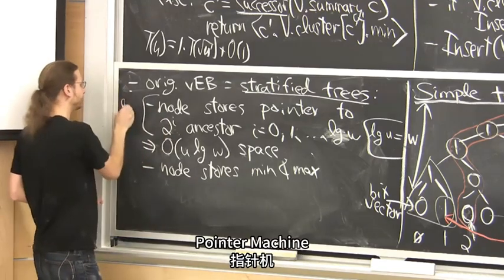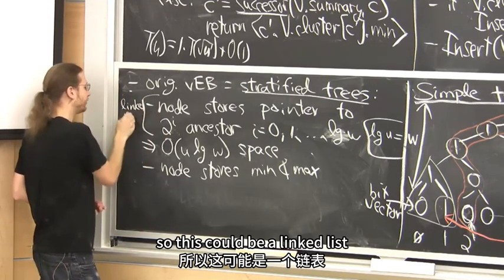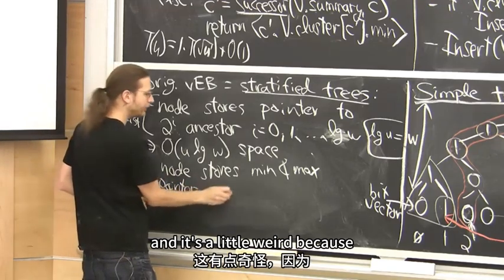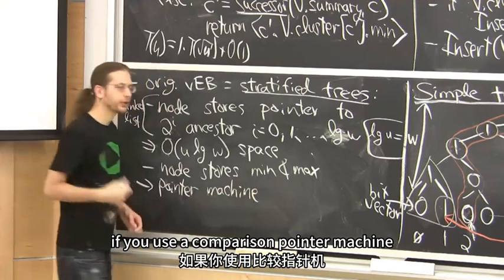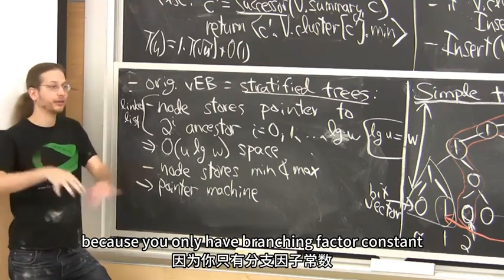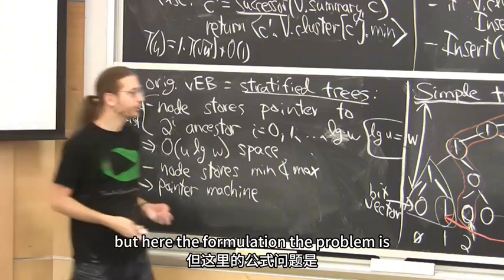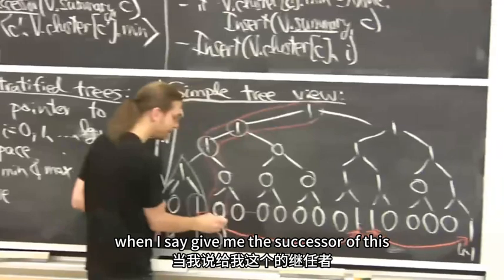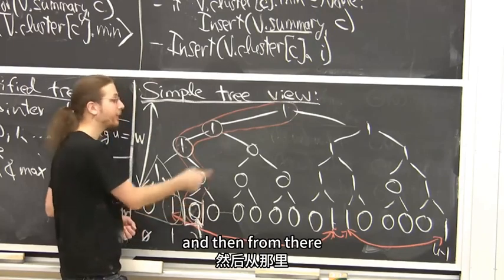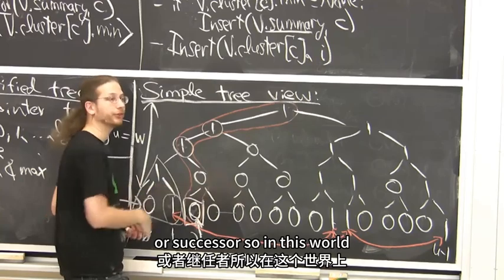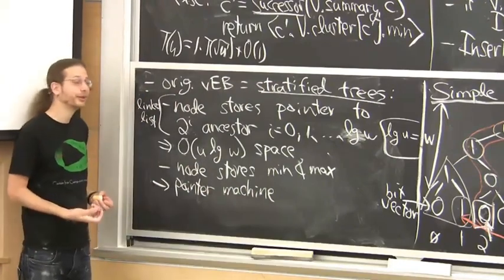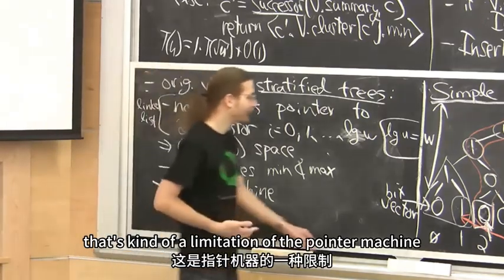And that's how you get pointer machine. So this could be a linked list, and then this whole thing works in pointer machine, which is kind of neat. It's a little weird because if you use a comparison pointer machine where all you can do is compare items, there's a lower bound of log n because you only have constant branching factor. But here the formulation of the problem is that when I say give me the successor of this, I actually give you a pointer to this item. And then from there you can do all this jumping around and find your predecessor or successor. So in this world you need at least u space even to be able to specify the input. That's kind of a limitation of the pointer machine.